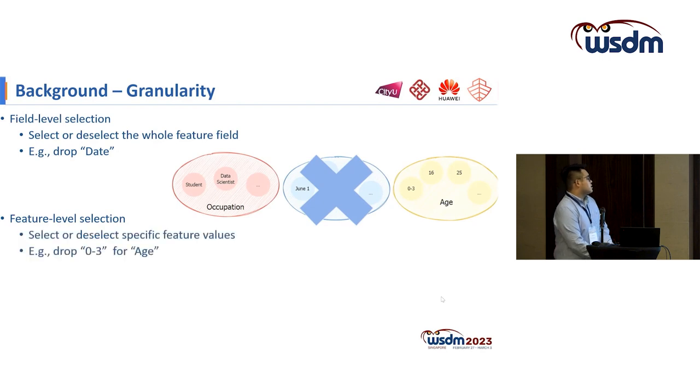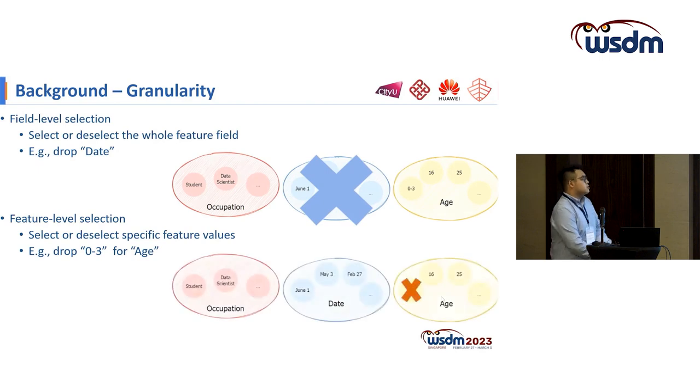And the second is feature level selection. That means we do not drop all the features in a specific feature field, but we just select or drop some of them. Like here, we drop the 0 to 3 age feature. For this example, maybe it is a recommender system for adult applications, so there will be no 0 to 3 age features.